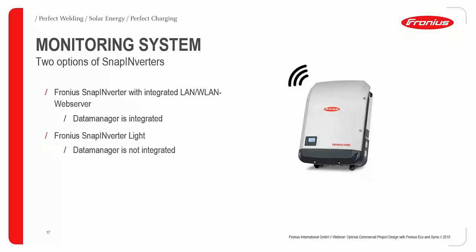When we talk about monitoring, there are two options for our SNAP inverter. One is the full version, which means the data manager, the brain of the monitoring system, is integrated inside the inverter. The other is the light version, where the data manager is not integrated inside the inverter.